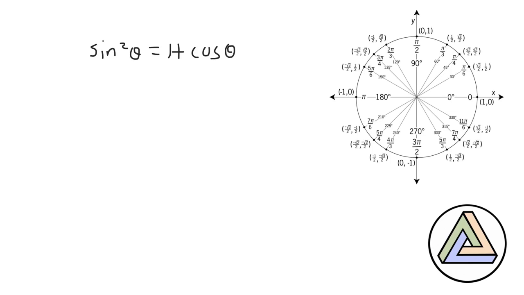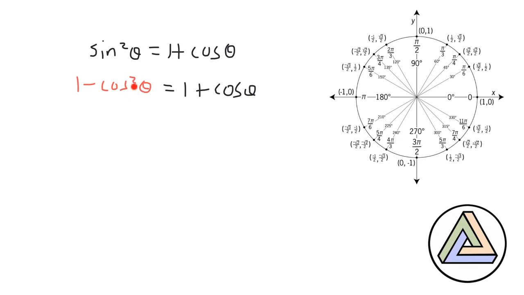And my vote is to work with only cosines, because this could immediately be turned into 1 minus cosine squared theta equals 1 plus cosine theta. And the reason for that has to do with the Pythagorean identity. All right.